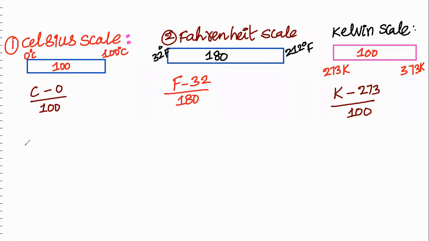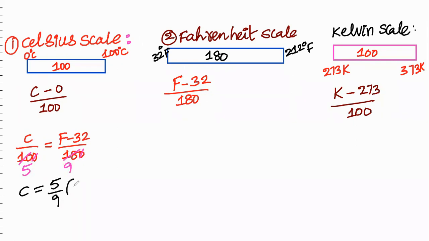If I take the comparison between the Celsius scale and the Fahrenheit scale, C minus 0, nothing but C only, divided by 100 is equal to F minus 32 divided by 180. The 0 and 0 get cancelled. 5 twos are 10 and 9 twos are 18. So if you want the temperature on the Celsius scale, it will be equal to 5 by 9 into (F minus 32). This is C is equal to 5 by 9 into (F minus 32). This is the temperature on the Celsius scale.